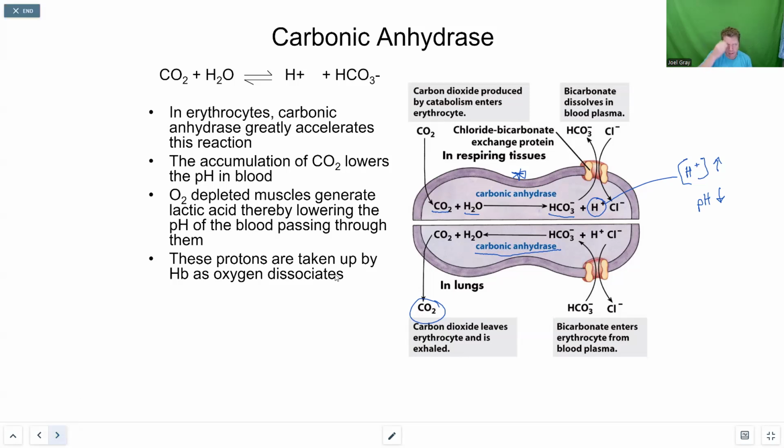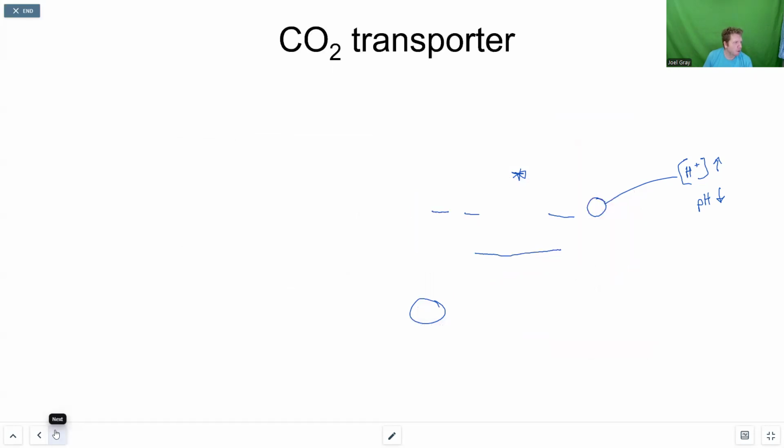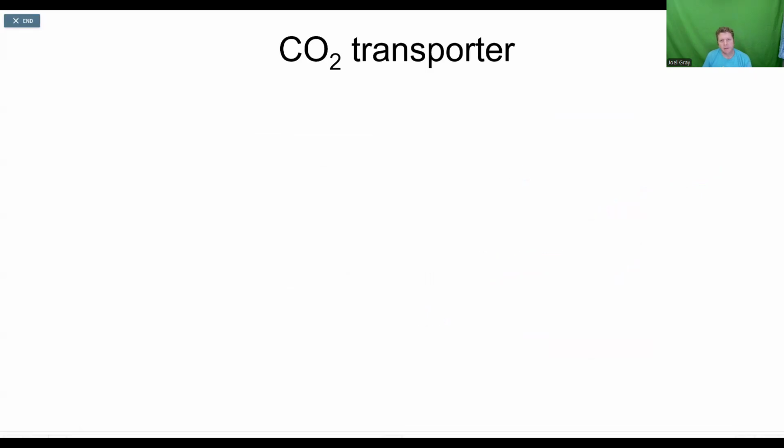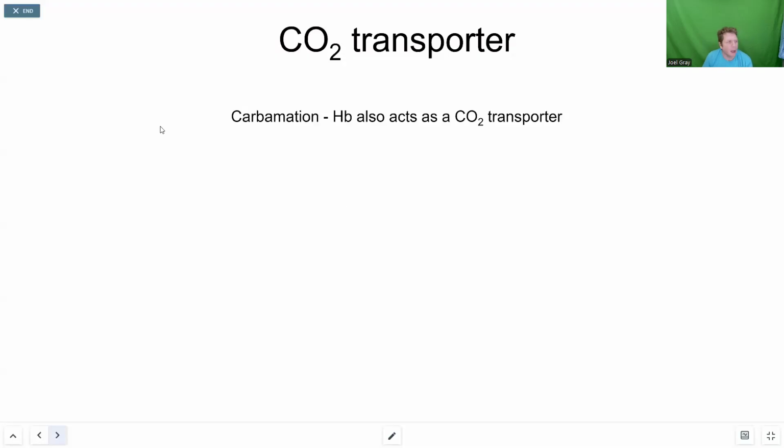We've already talked about how proton concentration can influence O2 binding, because as pH goes down and the hydrogen ion concentration goes up, we're going to favor the T state of hemoglobin. Now, the other part of this is that hemoglobin acts as a carbon dioxide transporter. And the way that it does it is through an event known as a carbamation.